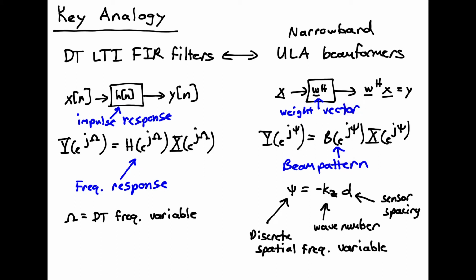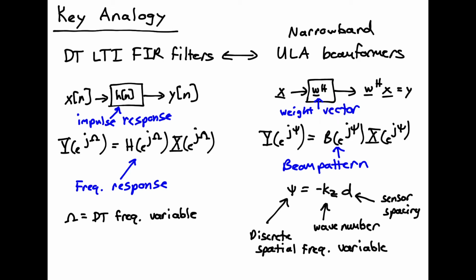In the world of narrowband uniform line array beamforming, the weight vector and the beam pattern play similar roles. So here I'm assuming that the input vector of narrowband measurements is a vector x, and it gets processed by the narrowband beamformer. So the beamformer computes W Hermitian x, where W is the weight vector. The weight vector plays a similar role to the impulse response.